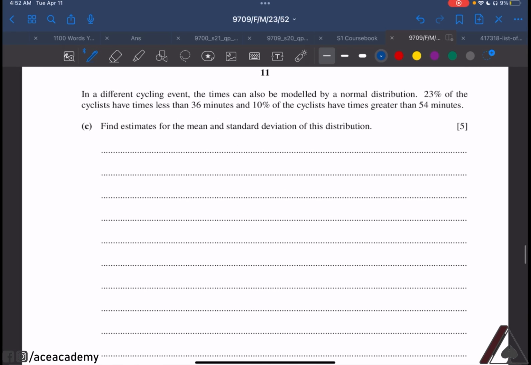Part C. In a different cycling event, the times can also be modeled by a normal distribution. 23% of the cyclists have times less than 36 minutes, and 10% of the cyclists have times greater than 54 minutes. All right, so this is again a normal distribution question, but we don't have the mu, which is the mean, and the sigma square, which is the variance.